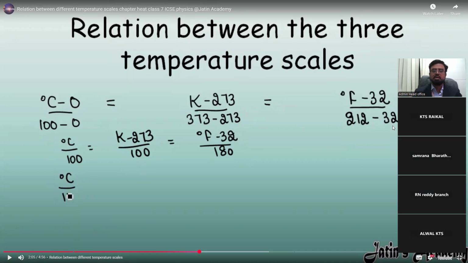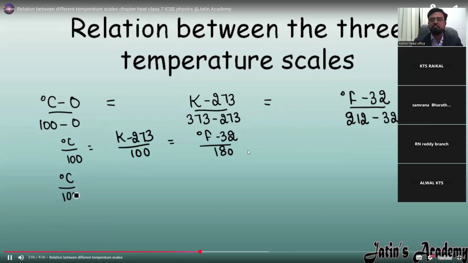Okay. That we'll do next when you are going for explanation. Firstly, I'm doing the comparison between degree Celsius and Kelvin. What you will get? You will get this equation. Okay.